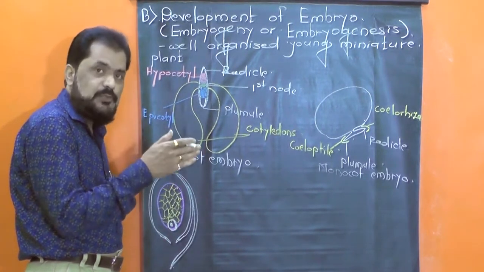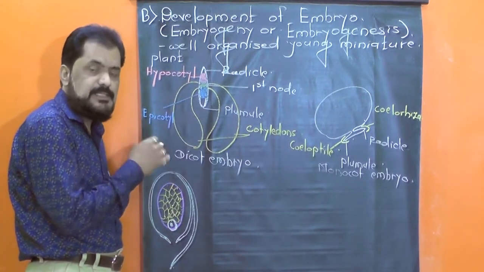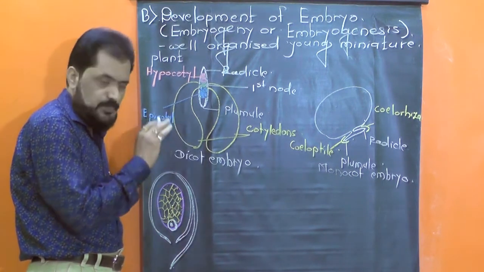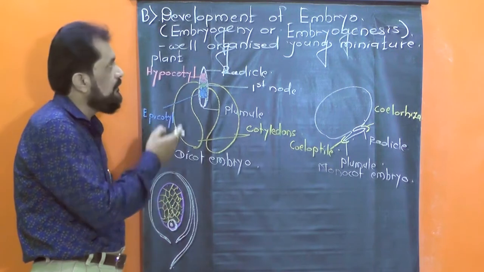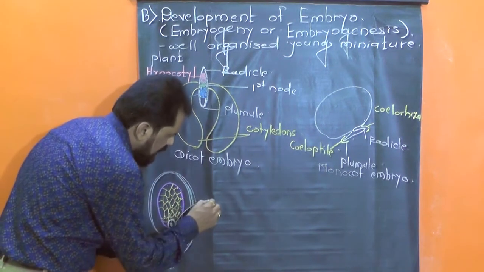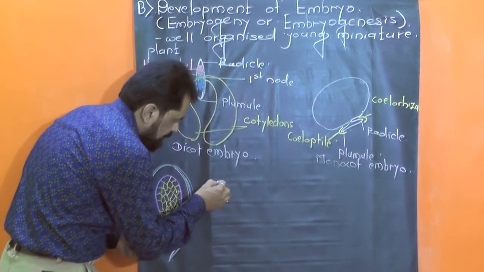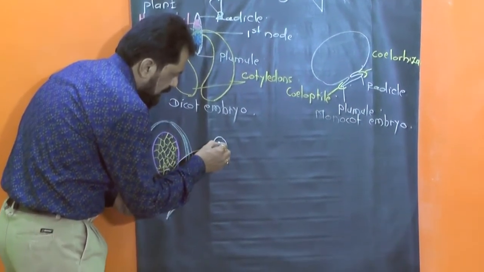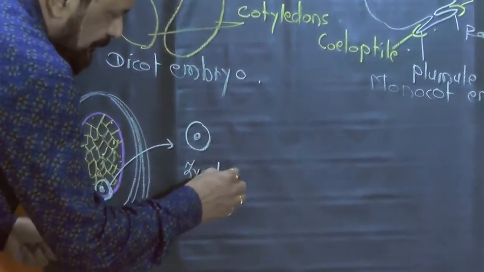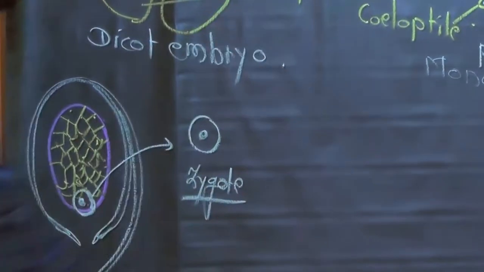For our convenience, first of all we studied the development of endosperm, and now let us talk about the development of the embryo. So let me draw here the zygote. Here is a diploid zygote. It is a single cell structure.